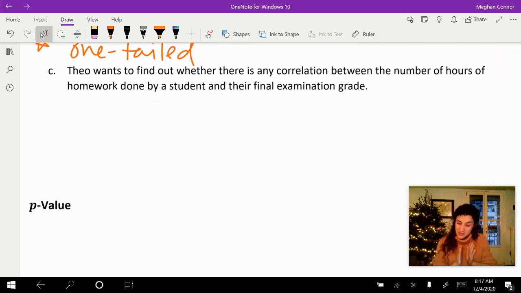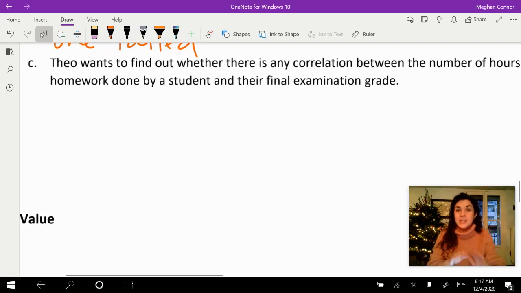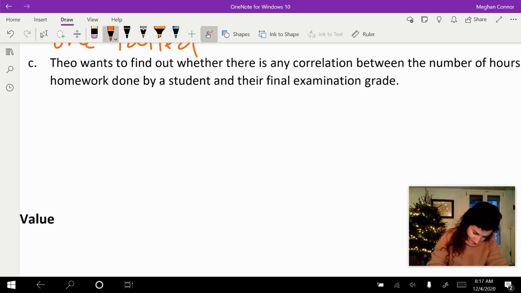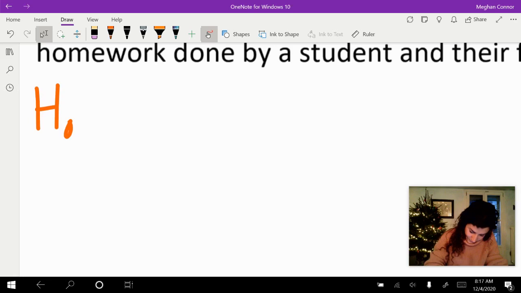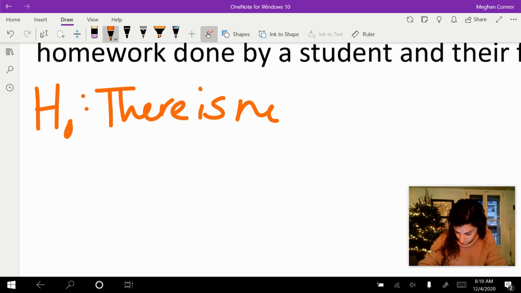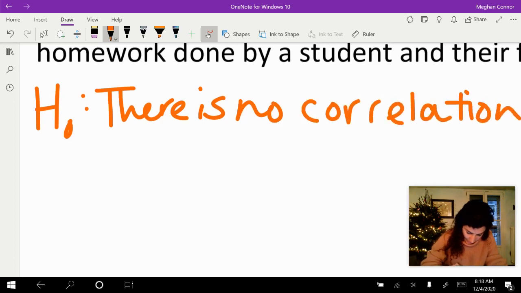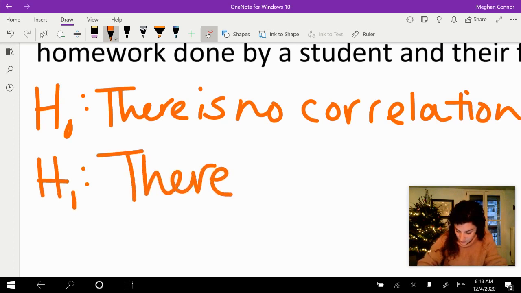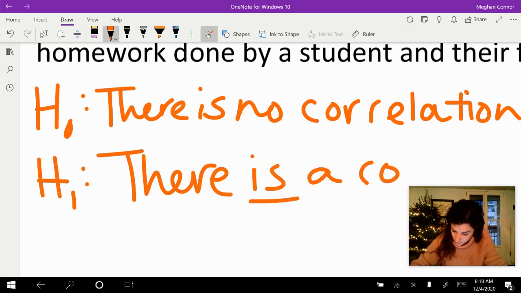Teo wants to find out whether there's any correlation between the number of hours of homework done by a student and their final examination grade. So the null hypothesis is that there is no correlation. The alternative hypothesis is that there is a correlation.